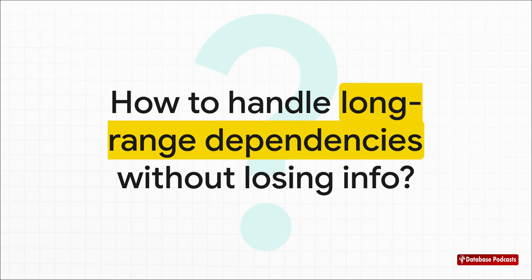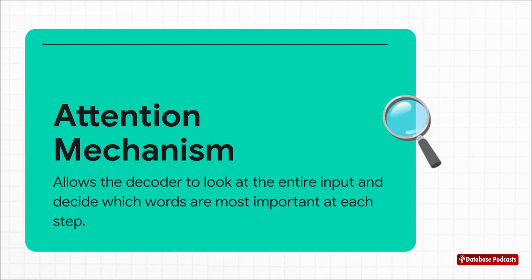So that brings us to the big question: how do we get around this bottleneck? How can a model possibly understand that the 50th word it needs to generate is directly related to the second word of the input? We need a much more dynamic way for it to access that original information. And the breakthrough solution to this is the attention mechanism. It's a total game changer.